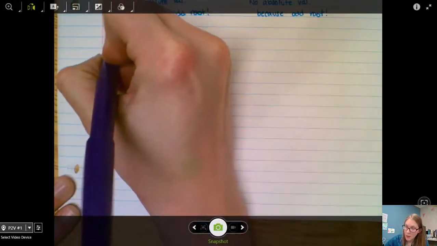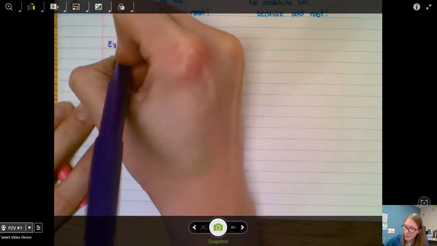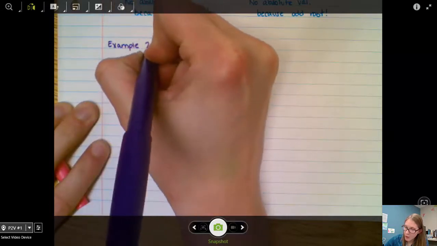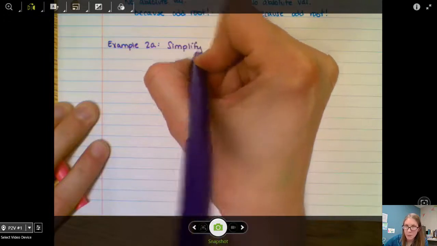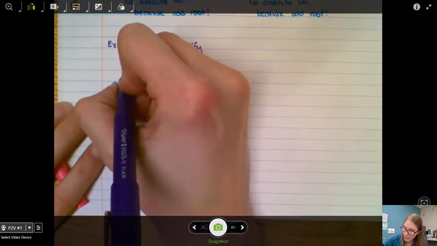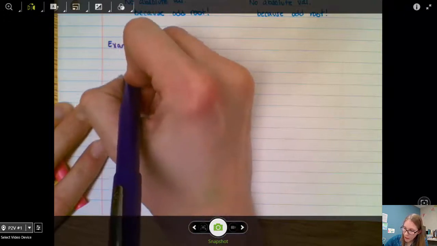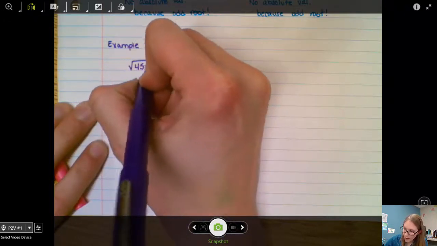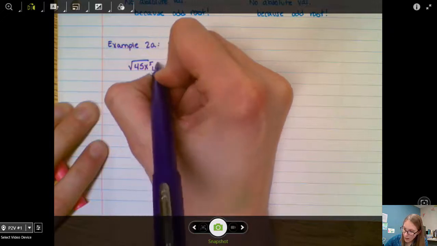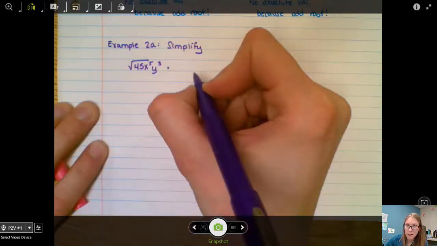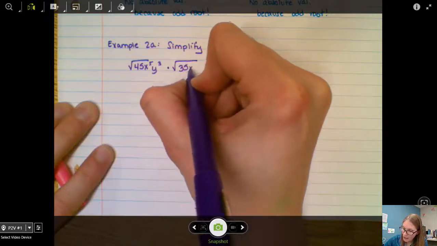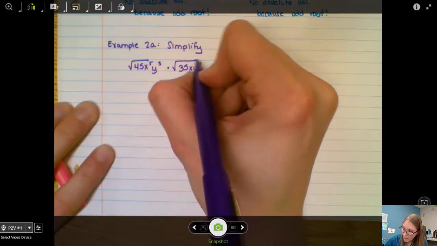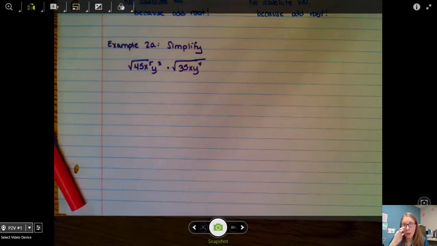Okay, so let's do some examples where we are multiplying our radicals. Example 2a, we're going to simplify, but we have to multiply our radicals in our problem. Our problem here, we'll do a square root for now: the square root of 45x to the 5th y to the 3rd, times the square root of 35xy to the 4th. Now we have two ways we can go about this problem.